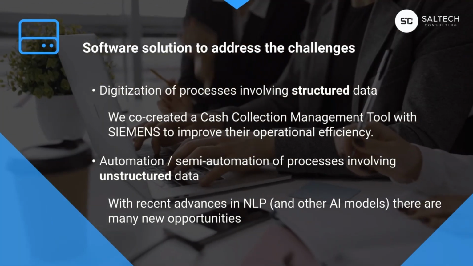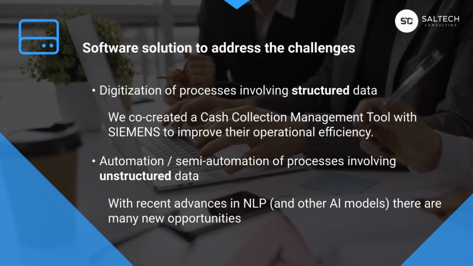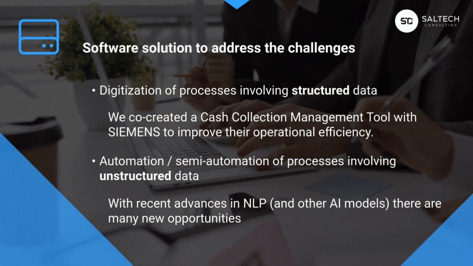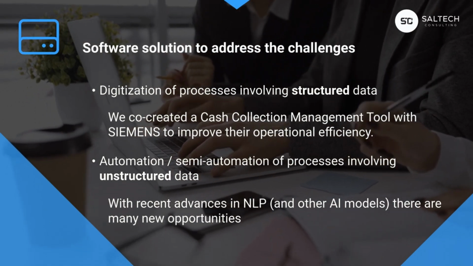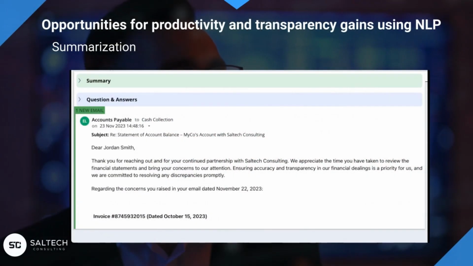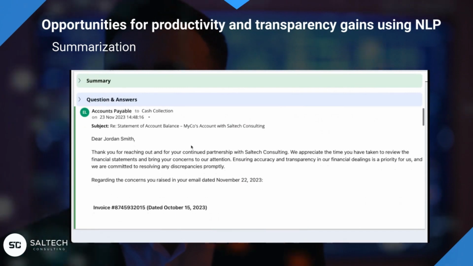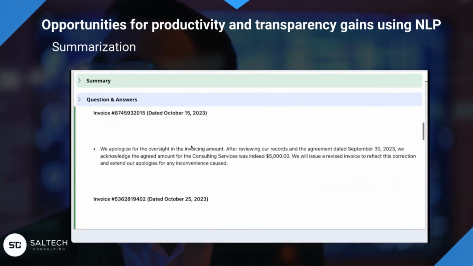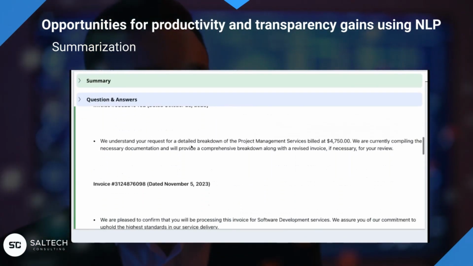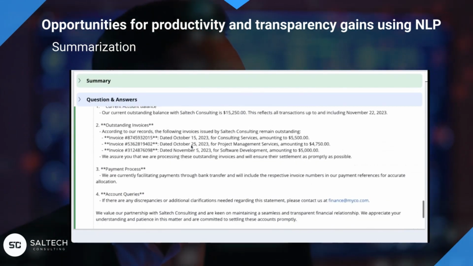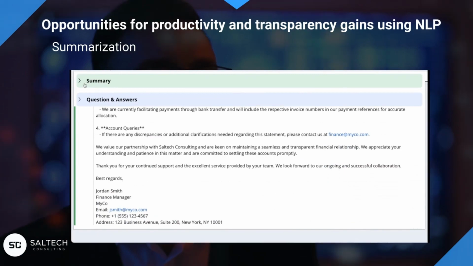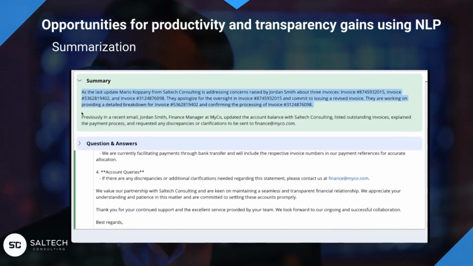With recent advances in NLP and other AI models, there are many opportunities for productivity and transparency gains. Let's look at some examples. A common challenge for AR specialists is staying updated with the latest account status and determining necessary actions. This can include going over a long history of notes or long multi-threaded emails. Summarizing key information can significantly help in this case.